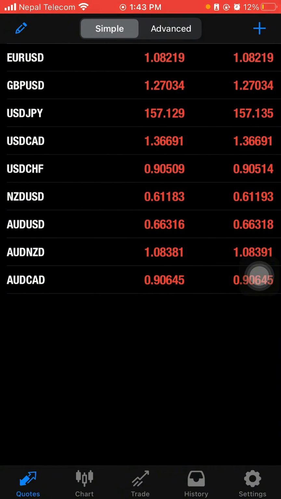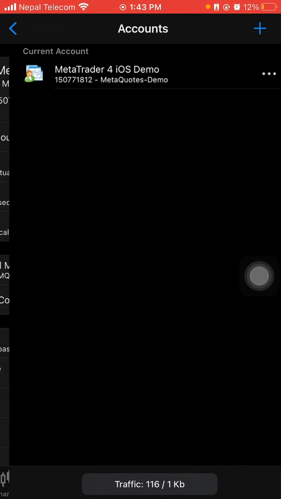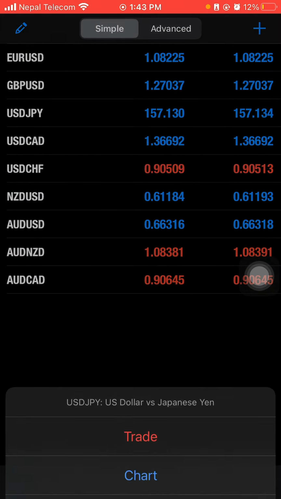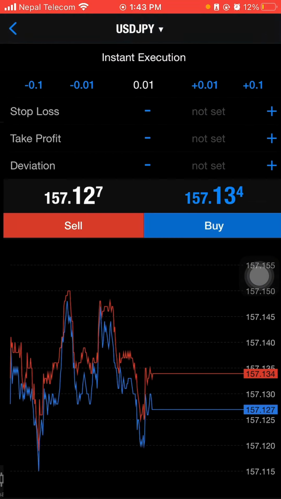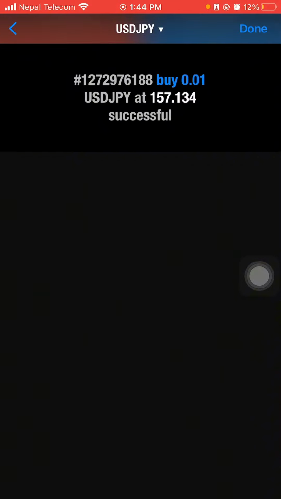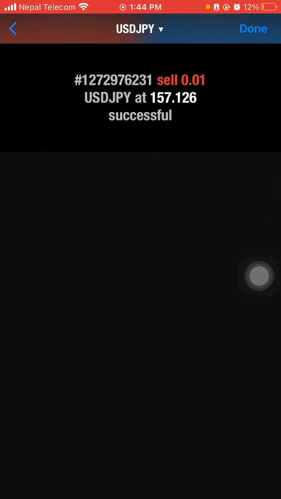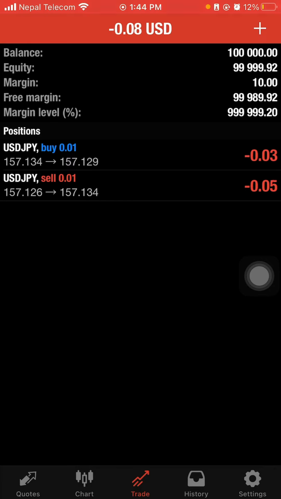So, basically I'm already in my demo account, as you can see. To backtest, all I gotta do is click on any of the currencies and click on trade. You can buy any stock. You can also trade again and click on sell. And the backtesting is complete. Trading already has been started in my demo account.